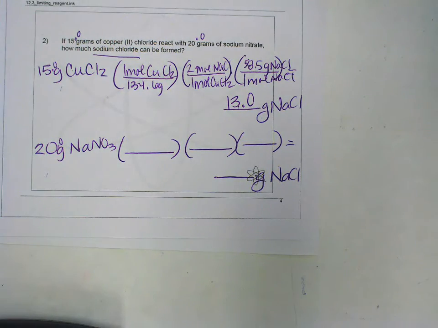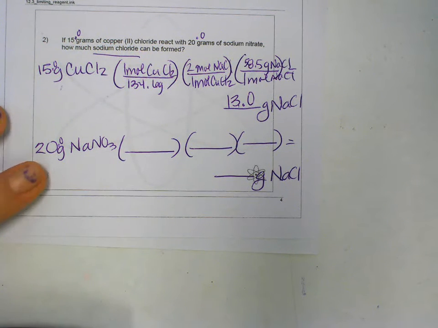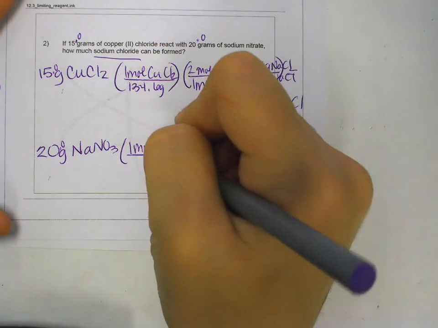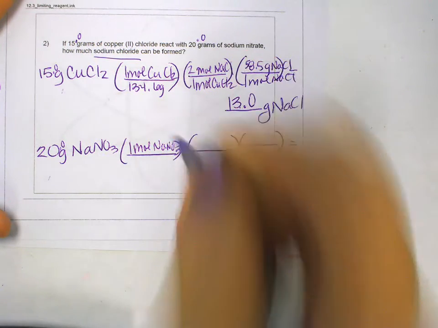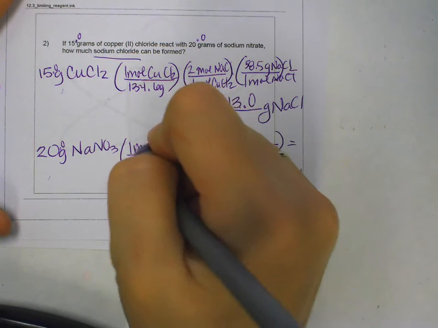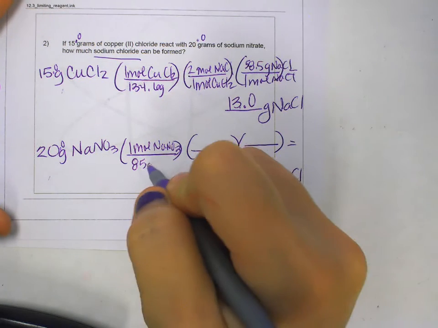I actually have a 50-50 shot right now of that being the answer. What I'm going to do is this problem one more time for the 20 grams of sodium nitrate. So again, all that's going to change here is that I need the molar mass of sodium nitrate. That is 23 plus 14 plus 3 times 16. That's 85 grams of sodium nitrate.